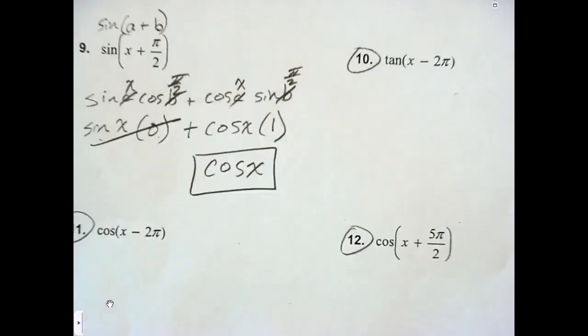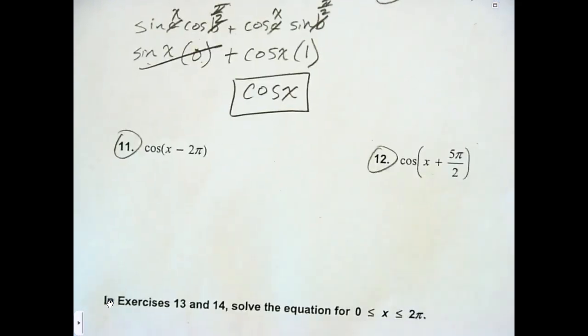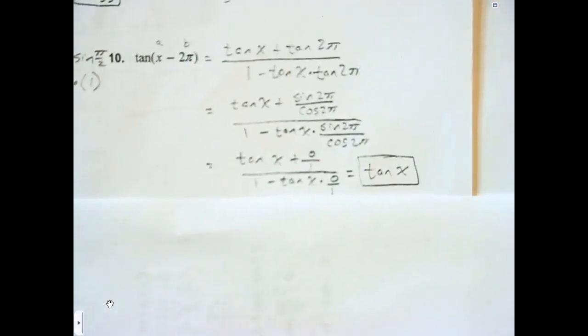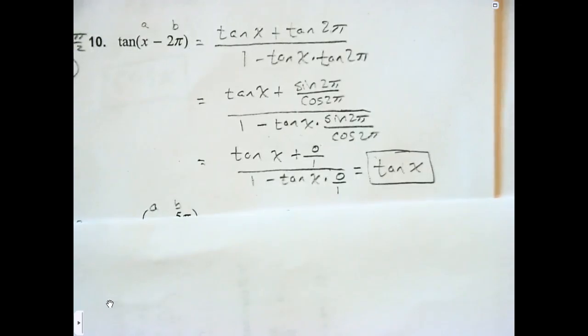Okay. Let's take a look at the next problems there. Problem 9, 10, 11, and 12. Number 10, what'd you guys get? Tan X. Sounds like an as-seen-on-TV product or something. Okay, it is tan X, yes. There is the work for it. These are a little more straightforward in terms of work. Okay, tan X.